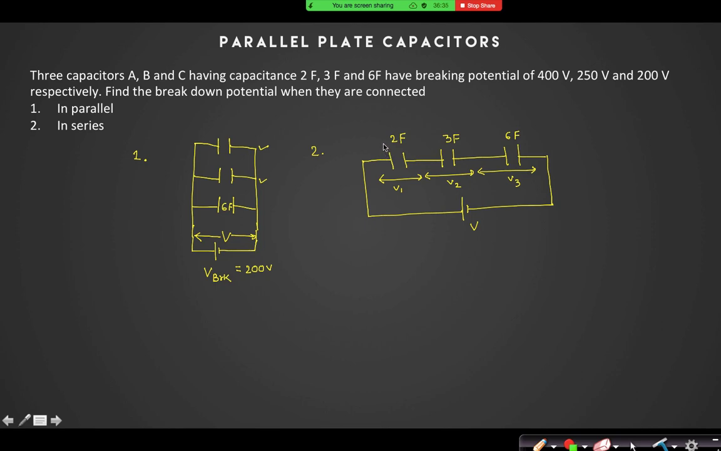1 farad. Yes. So what will be the charge that the battery sends from the positive terminal? Equal to V charge. So if the charge is V, then what is V1? Can I say V1 is equal to Q by C? So V divided by 2. What is V2? Q divided by C, V by 3. And what is V3? V3 is Q divided by 6.